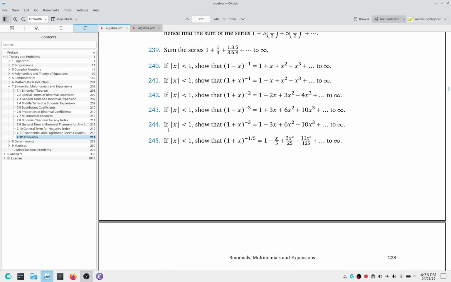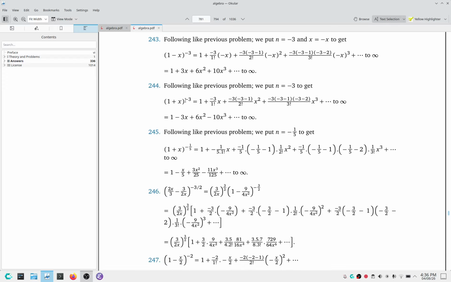Question 244 says that if mod of x less than 1, show that 1 plus x to the power minus 3 is equal to 1 minus 3x plus 6x square minus 10x cube. So it is analogous to 243, just that the term is now plus x instead of minus x. So we have got this series. A similar problem, just like the previous one.